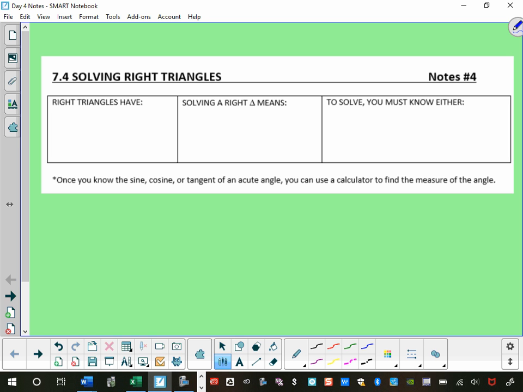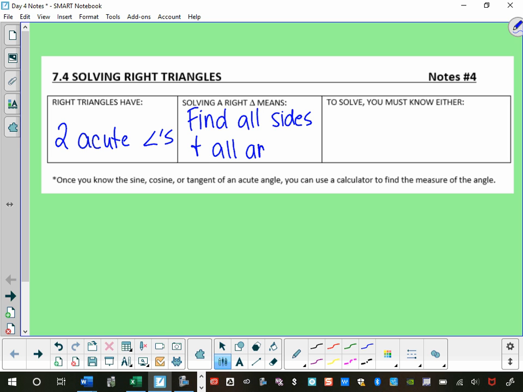If you guys have your little note cards, you can get that out too. Alright, so for right triangles, they have two acute angles. Solving a right triangle means to find all sides and all the angles.